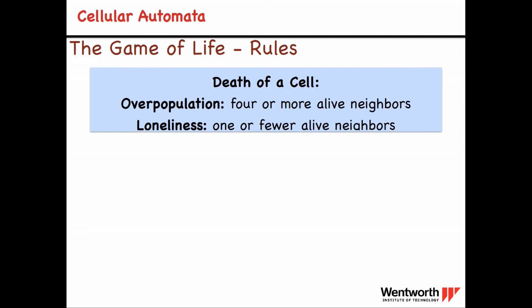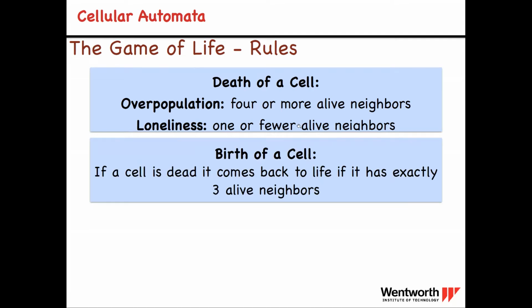Or if there's loneliness, if there's 1 or fewer alive neighbors, not enough neighbors to continue living. That's sort of the idea here. So 4 or more alive neighbors, 1 or fewer alive neighbors. If you're alive, then you die. If a cell is dead, it comes back to life if there are exactly 3 alive neighbors.